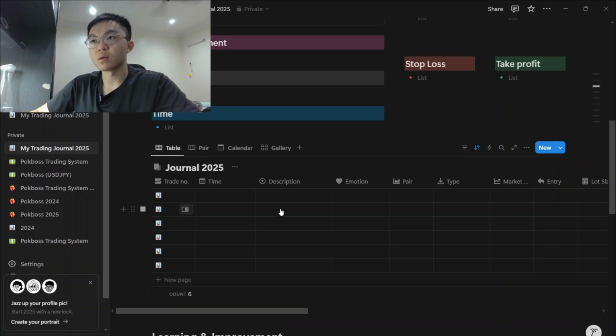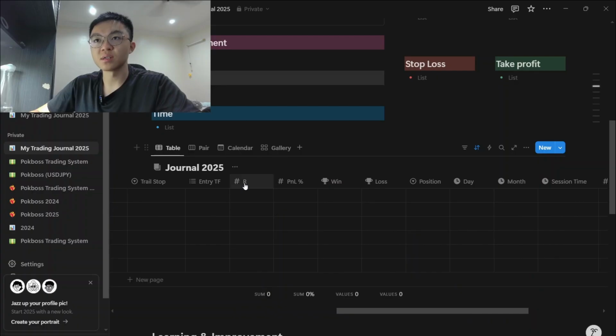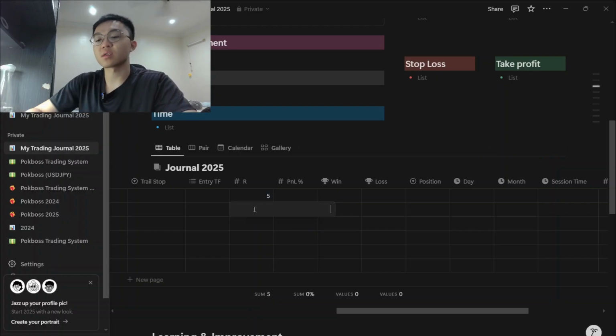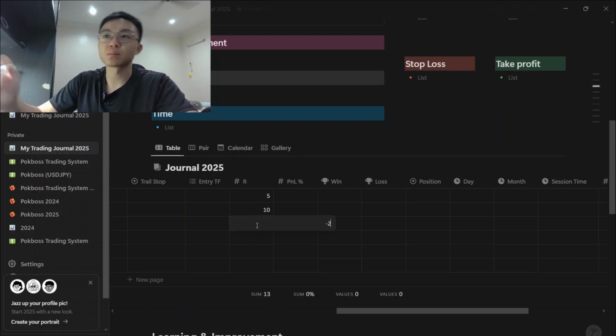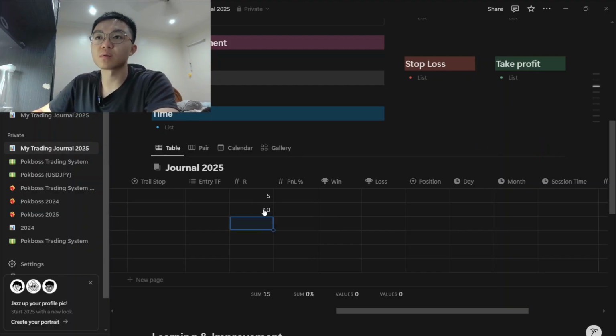Now the next point is, when you move to this side, you can see in the risk to reward ratio column there is a sum over here. Let's say you got a risk to reward ratio of 5, so it will be stated here as 5. Let's say on your second trade you got a 10 risk to reward ratio, so your total is 15. Let's say your third trade is a losing trade and you lose -2 ratio, so you got 13. That is a basic idea of how you can journal your trades.